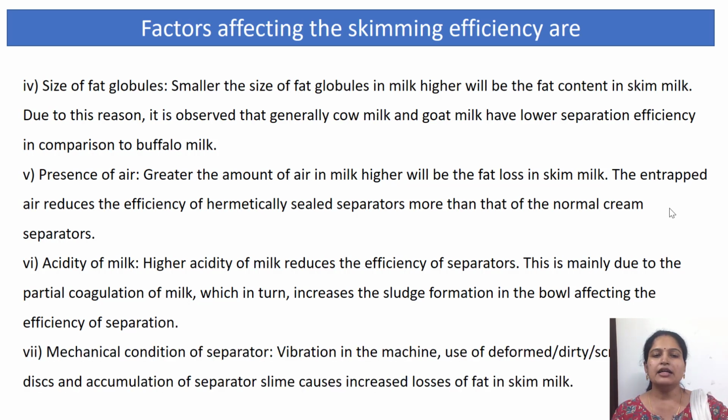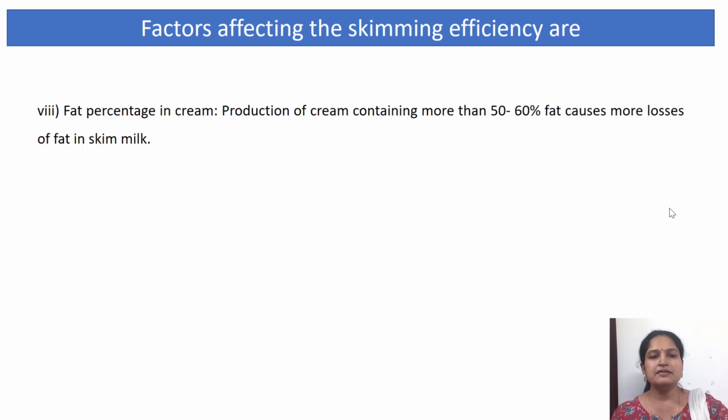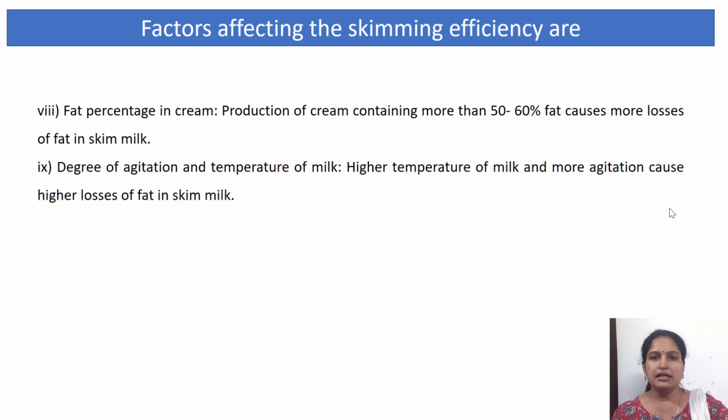Then, mechanical condition of separator. Vibration in the machine, use of deformed, dirty, scratched or rough discs, and accumulation of separator slime increase loss of fat in skim milk. Next is fat percent in cream. Production of cream containing more than 50 to 60% fat causes more losses of fat in skim milk.